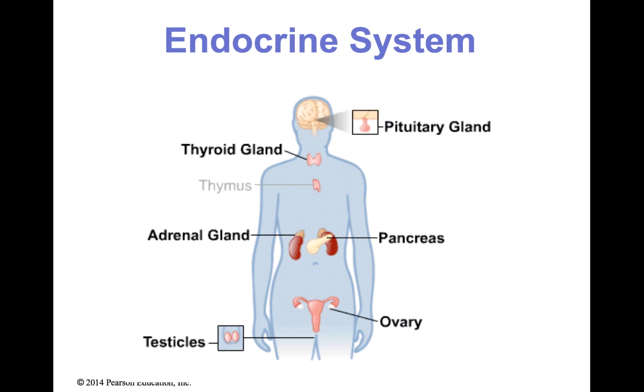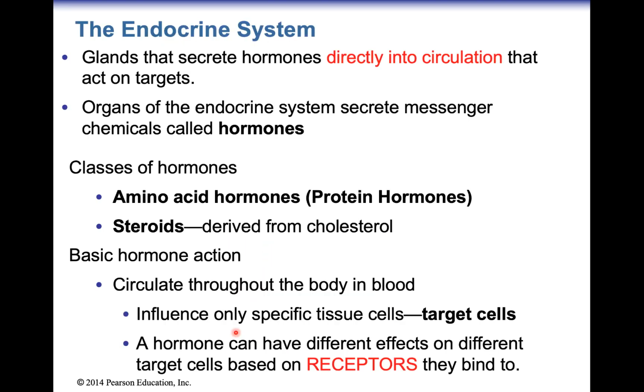Now, this introductory illustration just shows you the body, and it points out a few of the major glands that are found within the body from head to toe. So, pituitary gland would be in your brain. You go down to the thyroid gland, then we go to the thymus, the adrenal glands, the pancreas, ovaries for females, and then testes for males.